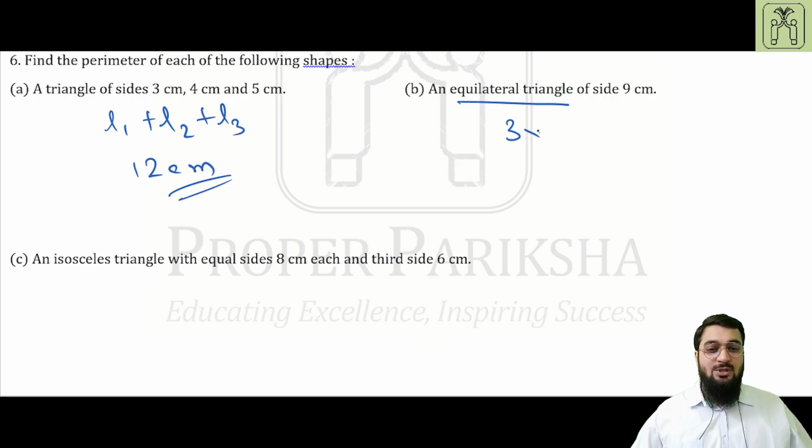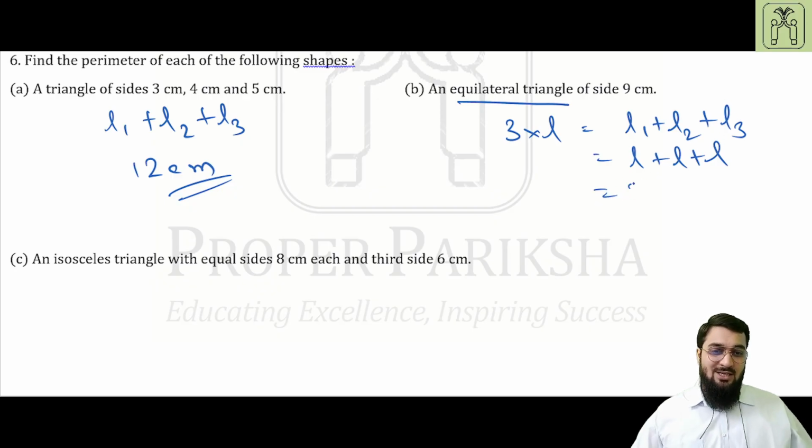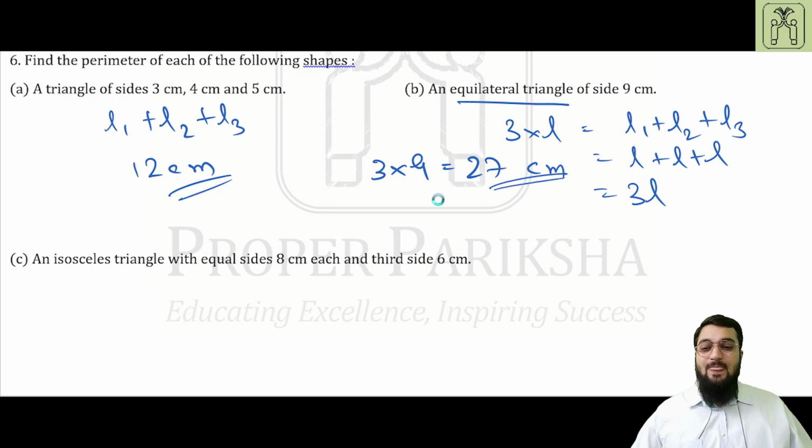So that will be 3 into L, because we do L1 plus L2 plus L3, and that will be L plus L plus L, because L1, L2, L3 are all equal to L. They are all equal to each other, and that will give us 3L. So therefore 3 into 9 will give you, 9 threes are 27 centimeters. Part C. An isosceles triangle with equal sides 8 centimeters and third side 6 centimeters.